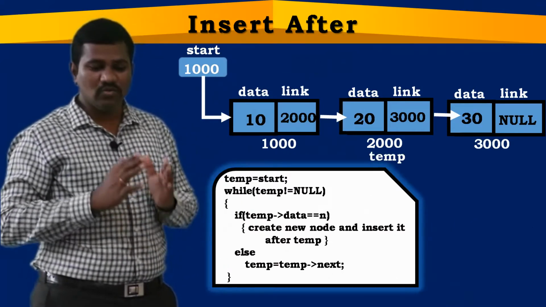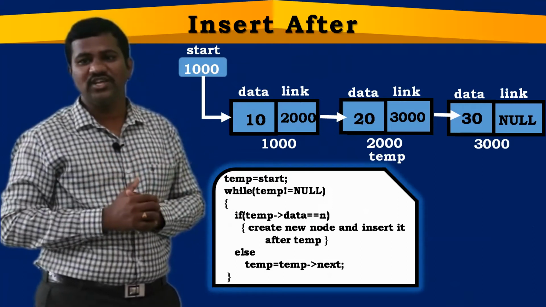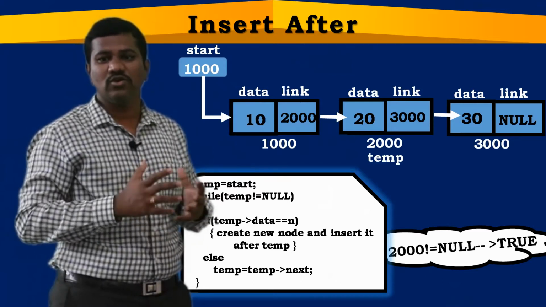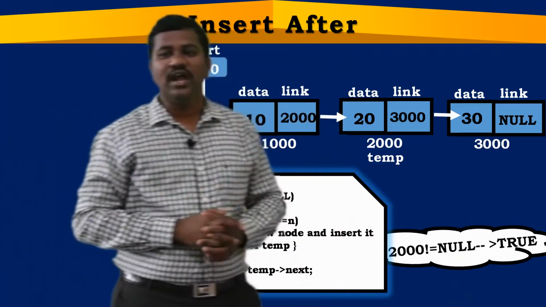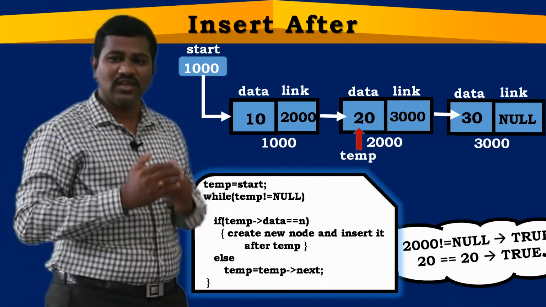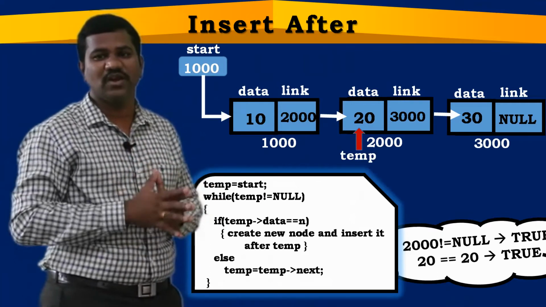second node. After moving temp from the first node to the second node, again we need to check the while loop condition that temp is not equal to null. That means temp is pointing to the second node, address is 2000, so 2000 not equal to null. Condition is true, which means it enters into the while loop. Inside this while loop, again there is an if else: if the condition is true, the if part will be executed; if false, the else part will be executed, right?